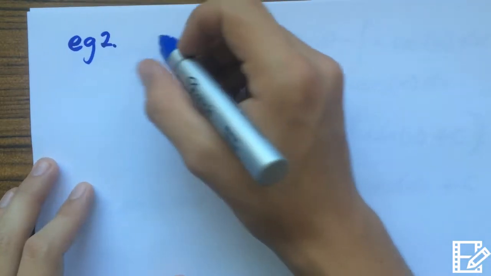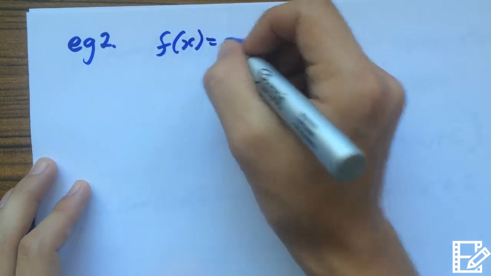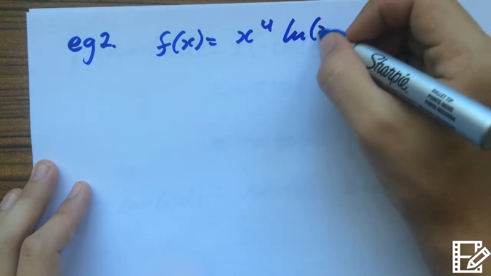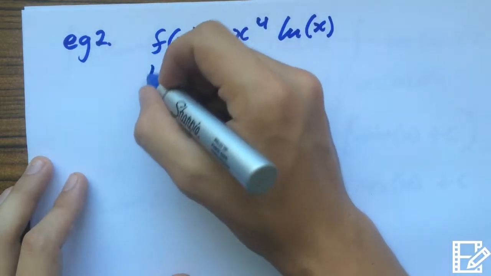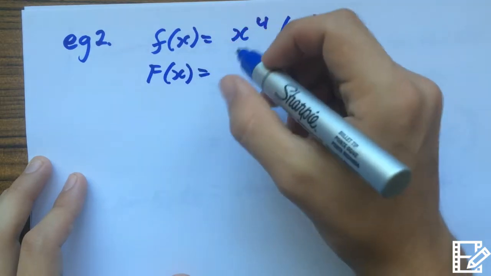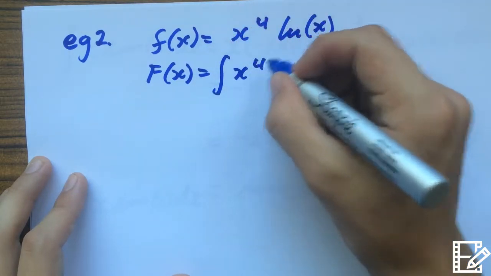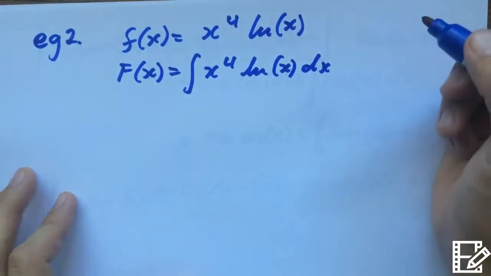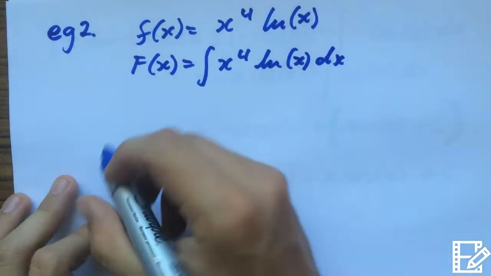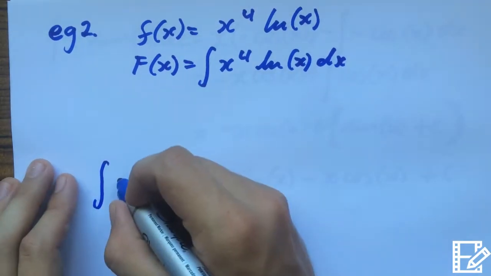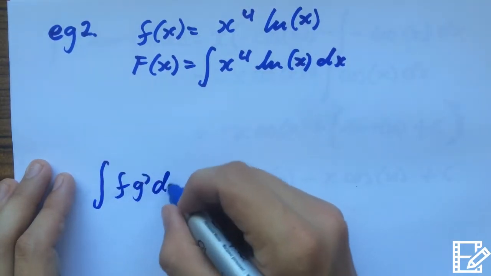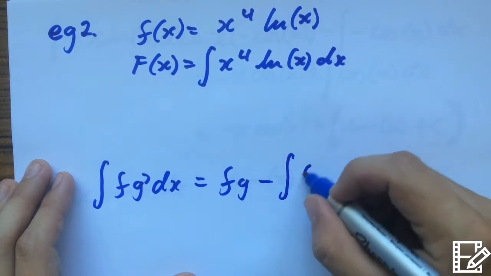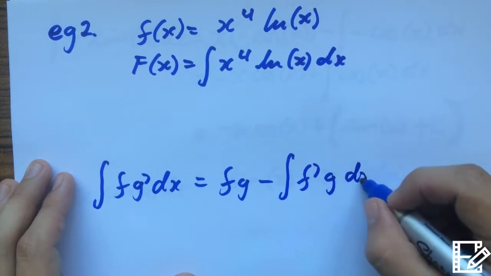Example 2. So f(x) will equal x to the power of 4 multiplied by ln of x. Find the integral of both sides. Okay, and the formula before, quickly rewrite it. It was the integral of f g dash dx equals f multiplied by g minus the integral of f dash g dx.